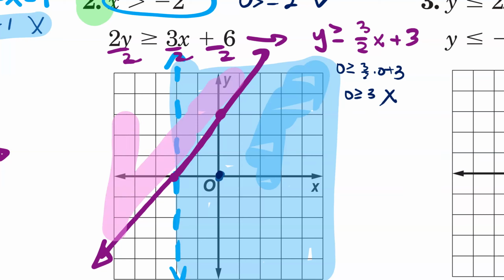And then my solution is just where they overlap. So this, oops, I don't want to use that color. So the solution is this part right here where they're overlapping. All right. Let's try another.